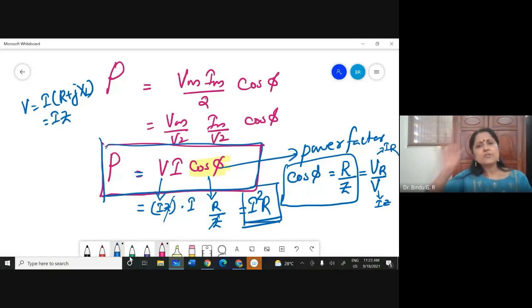P is equal to VI cos phi, which is the same as I squared R, or whole of the power given to the circuit, the part which is consumed in the resistance part alone. I hope this is clear to you.